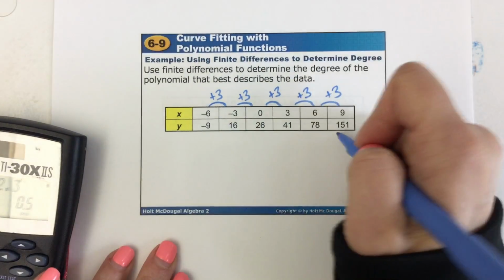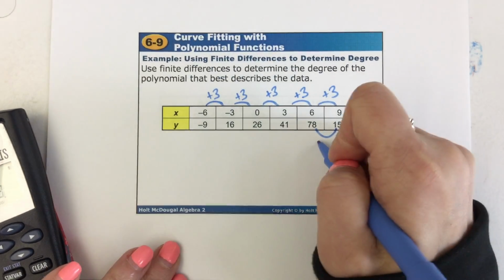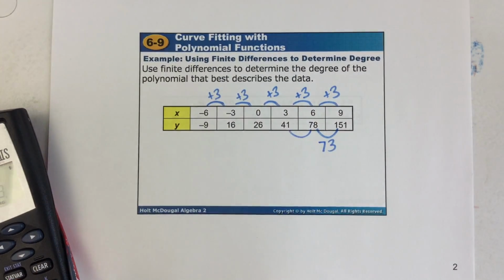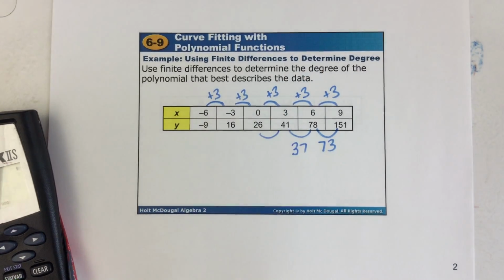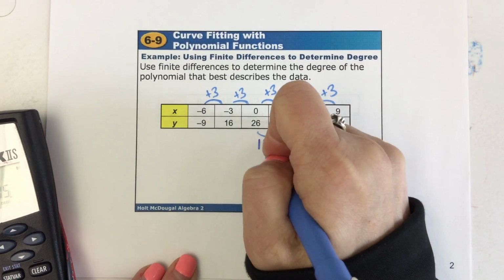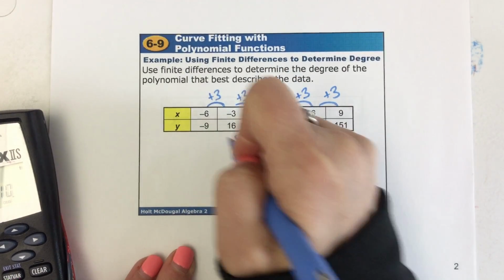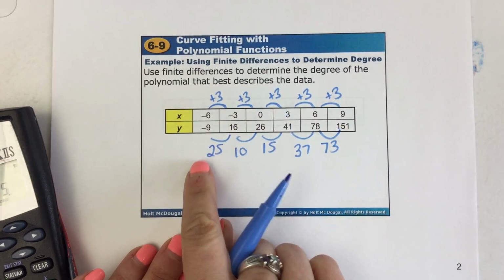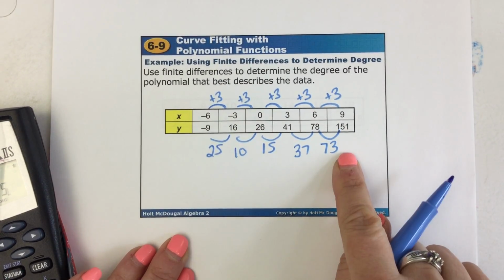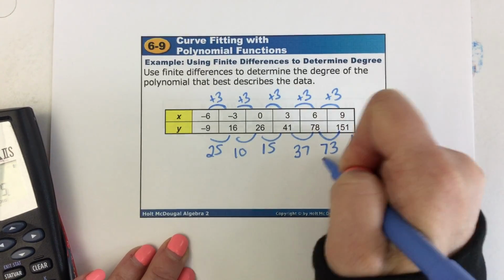Now we subtract backwards. 151 minus 78. This is 73. 78 minus 41. This is 37. 41 minus 26. This is 15. 26 minus 16. This is 10. 16 minus a negative 9, it's 25. So here's your first differences. They do not match, so it's not linear.